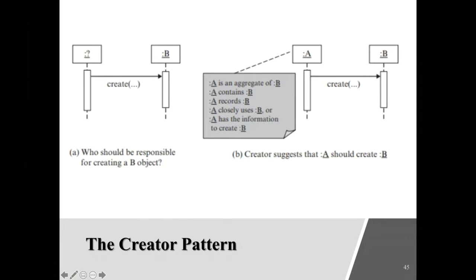The objects of class B will be created by another class A. What will A be? A will be the creator if A is an aggregate of B. Second, A will be the creator if A contains B. Third, A will be the creator if A records B. Fourth, A will be the creator if A closely uses B, or A has the information to create B. So these are basically five different cases. If any of these cases exist, you will use class A to create, or instantiate, the objects of class B. So let's see these examples one by one.